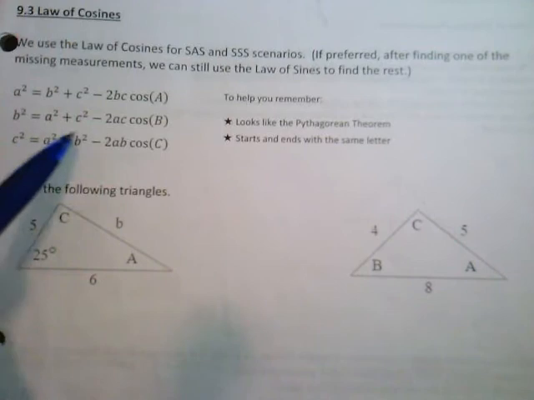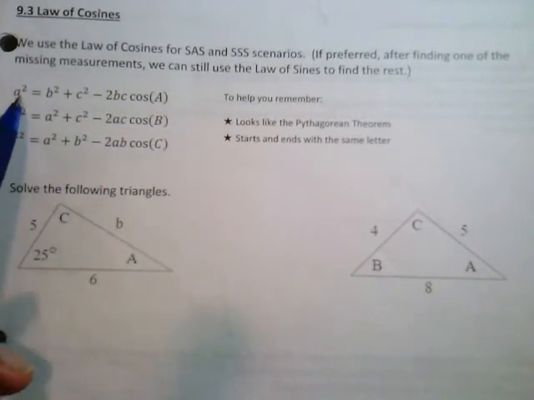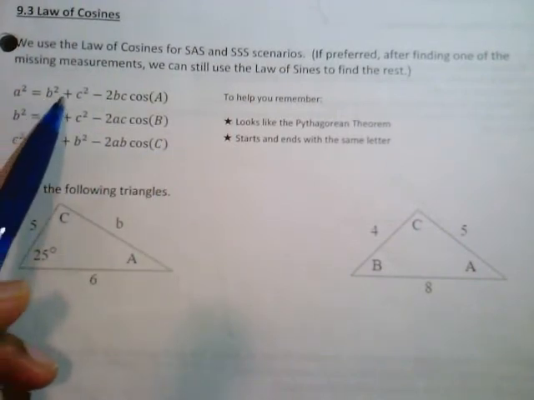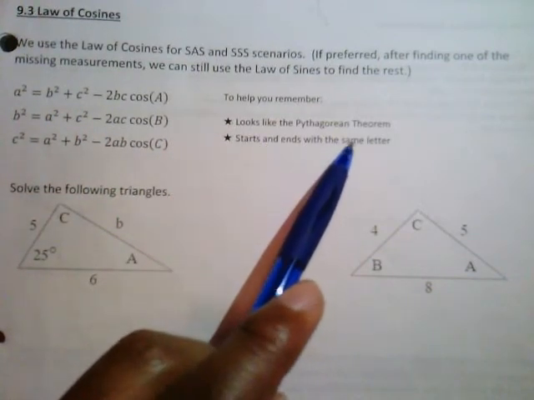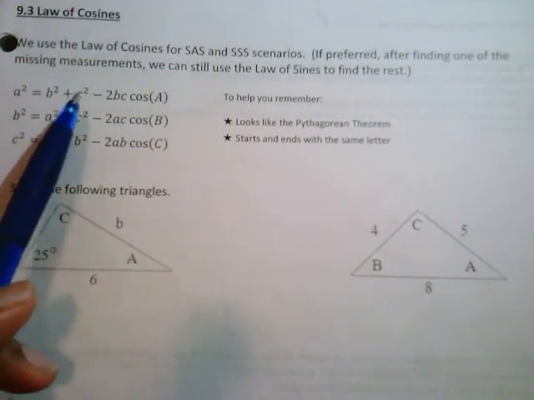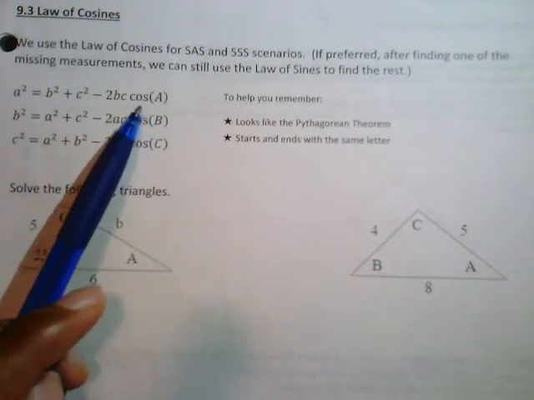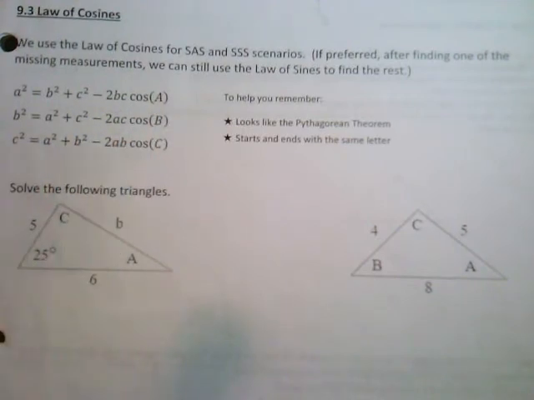B squared equals, and you can see the rest of these, but the way to help you remember it, they all look like the Pythagorean theorem. This one side equals the sum of the squares of the other two sides, and remember that they also start and end with the same letter. Whatever letter you start with is going to end with minus 2 times the other two sides times cosine of the angle that you started with. So they start with the same letter, and they look kind of like the Pythagorean theorem.